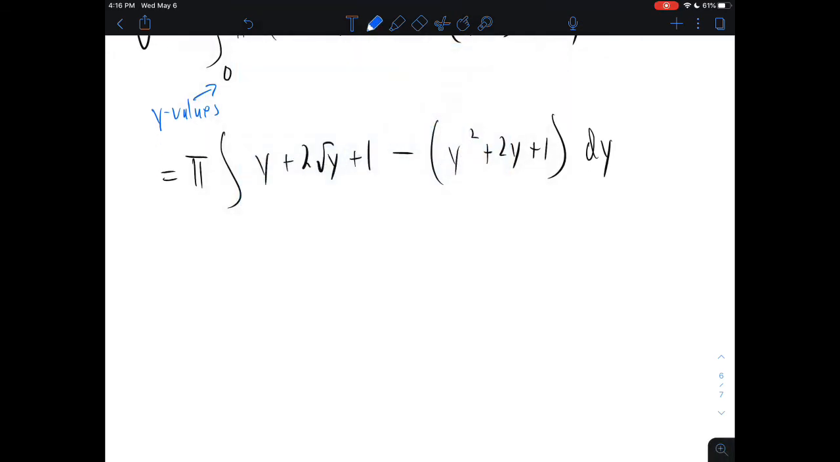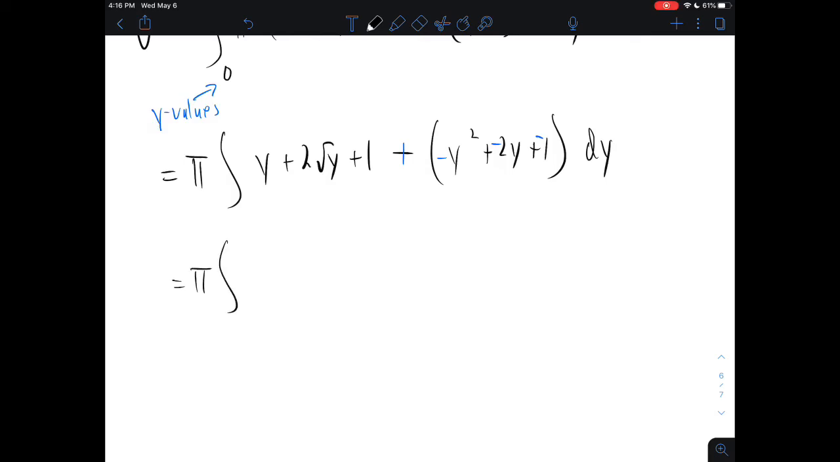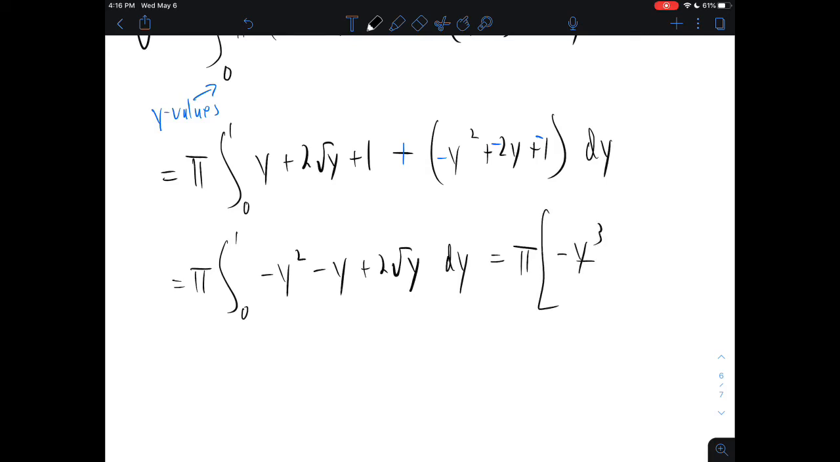So if I distribute the negative, then what I have now is pi times the integral from 0 to 1. I'd have a negative y squared. Y minus 2y is a negative y. I'd have plus 2 times the square root of y, and then the 1's actually cancel out. And so then now I can do my antiderivative step. Antiderivative of negative y squared is negative y cubed over 3. Antiderivative of negative y is negative y squared over 2. And then remember that the square root of y is y to the 1/2.